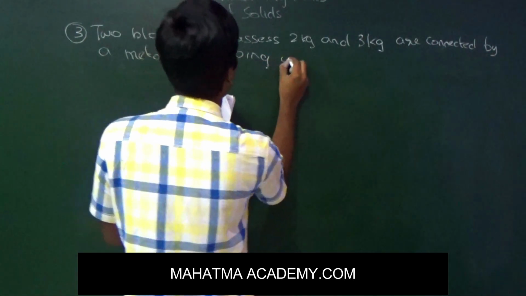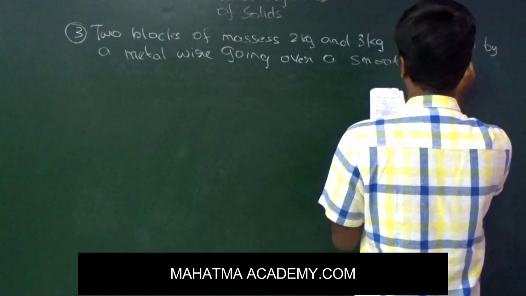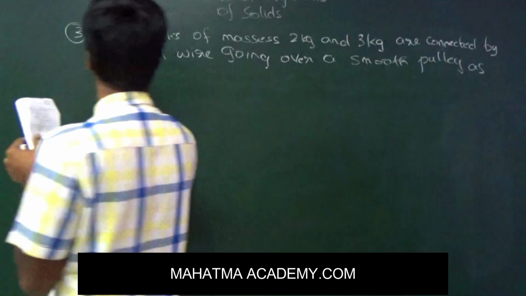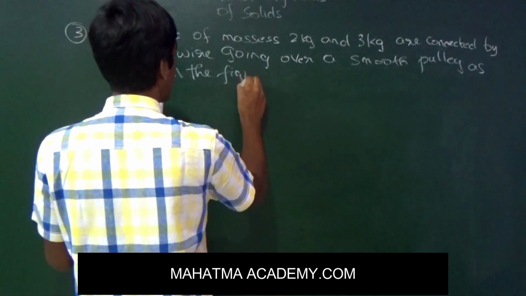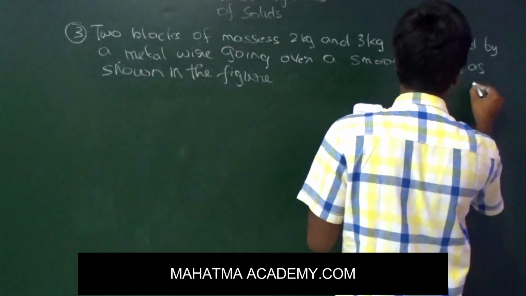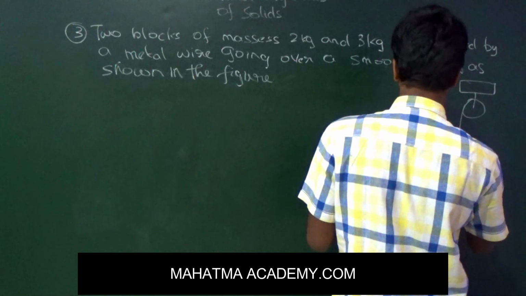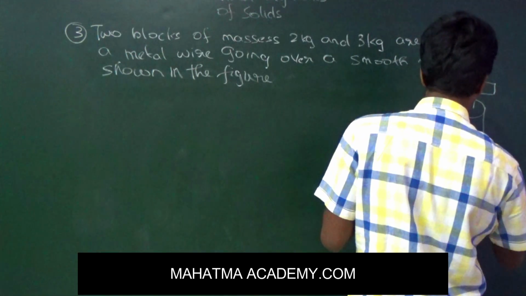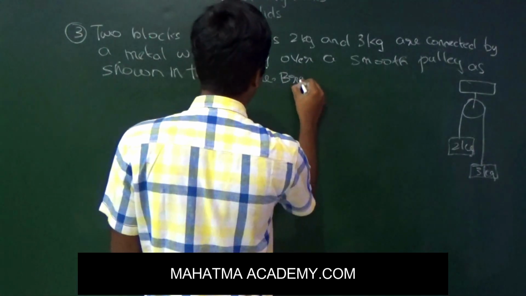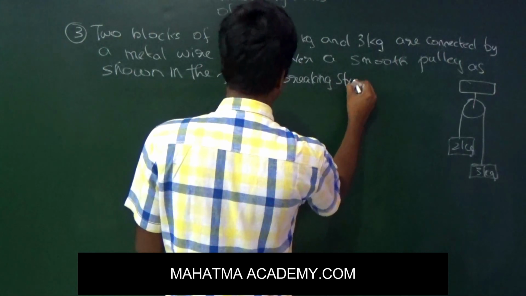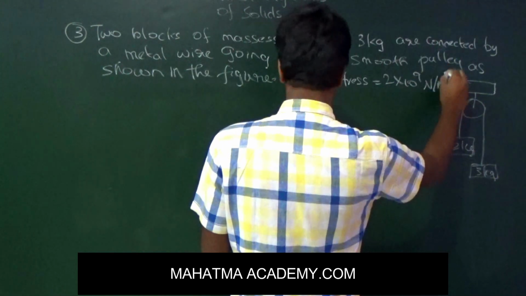going over a smooth pulley as shown in the figure. Now we will draw a diagram showing a pulley with 2 kg and 3 kg. Now they have given the breaking stress. Breaking stress is equal to 2 into 10 to the power of 9 Newton per meter square.